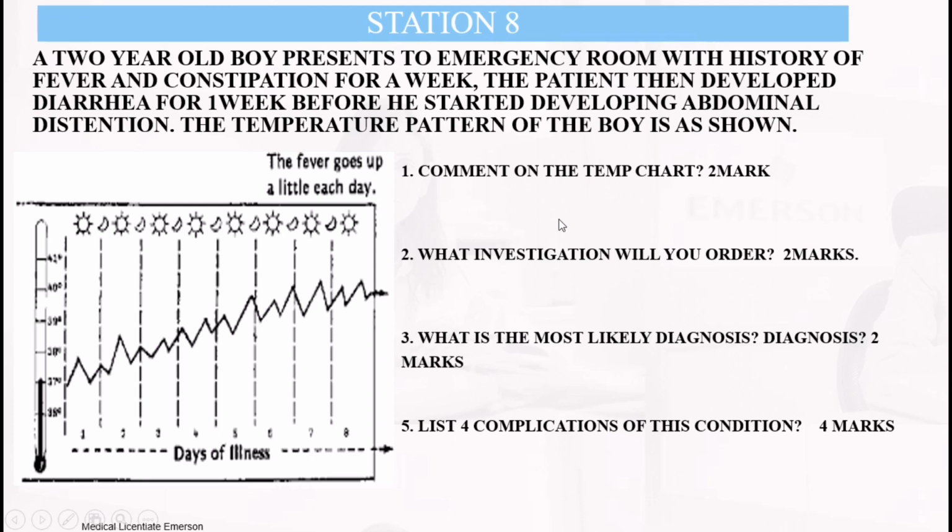Okay, then question 1 is saying comment on the temperature chart. What investigations will you order? What is the most likely diagnosis? Then list 4 complications of this condition.